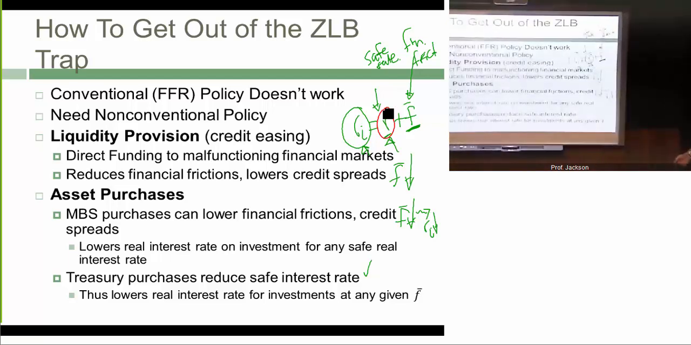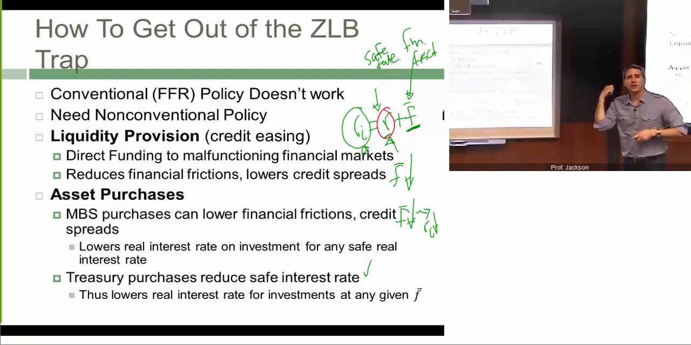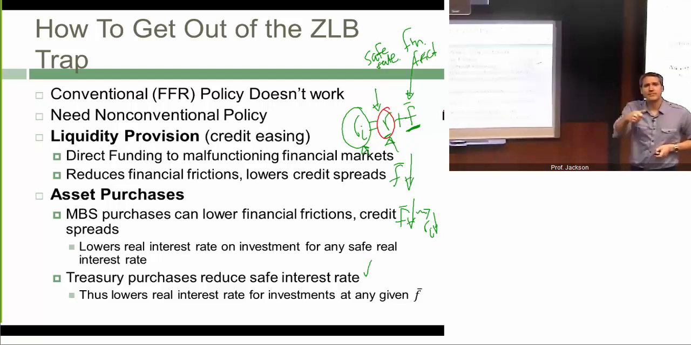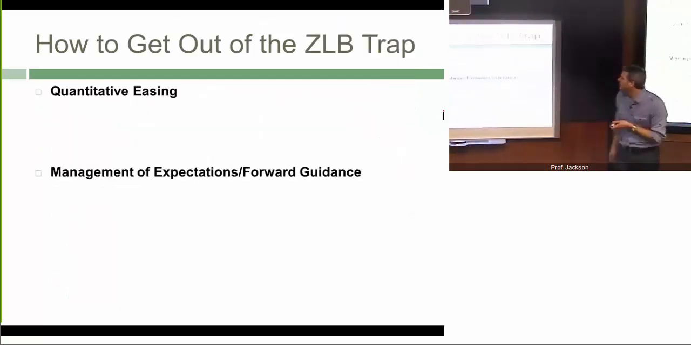And so the idea is that if the Fed is buying up treasury securities of various maturities, that's going to be lowering the real interest rate on safe debt. And so for a given level of financial frictions, that's also lowering the real interest rate for investments, that is the actual interest rate that firms face at any given level of financial frictions. So there's two ways that they can attack it even within asset purchases.